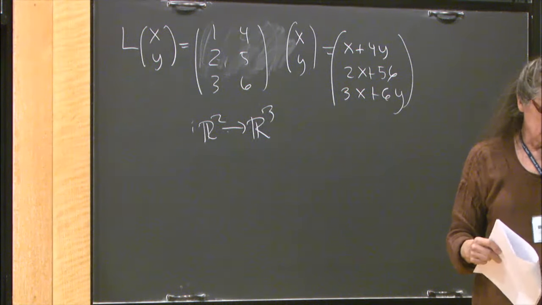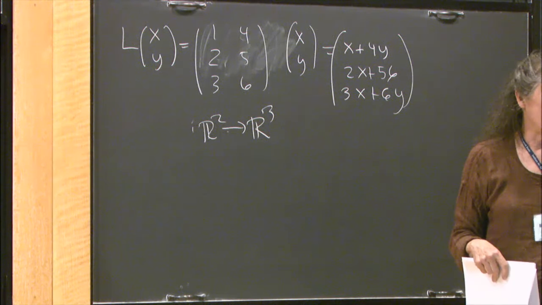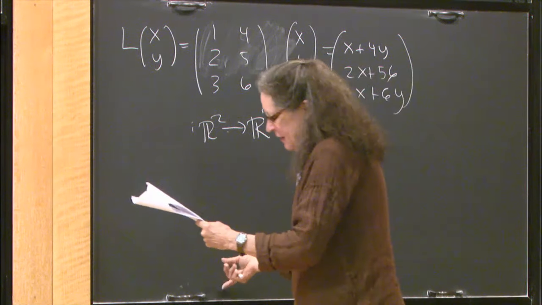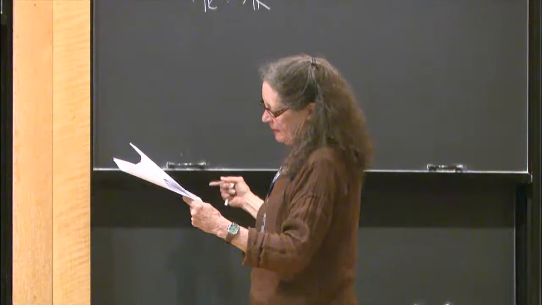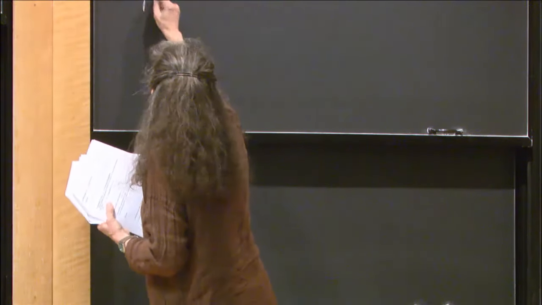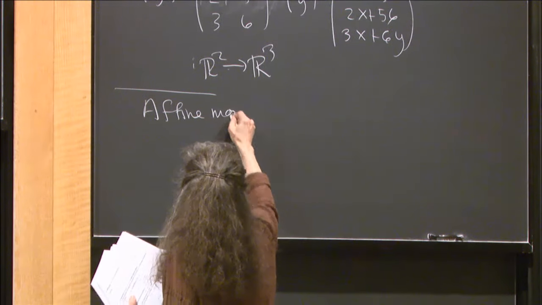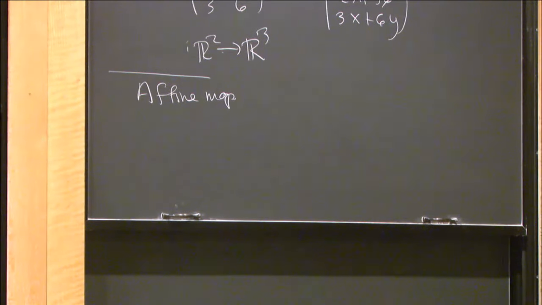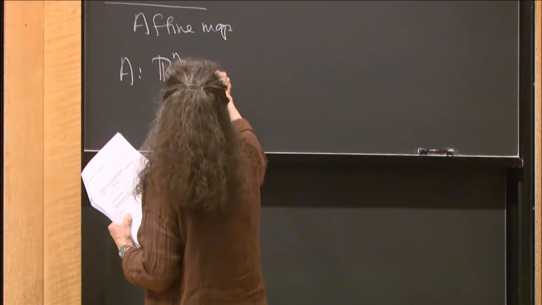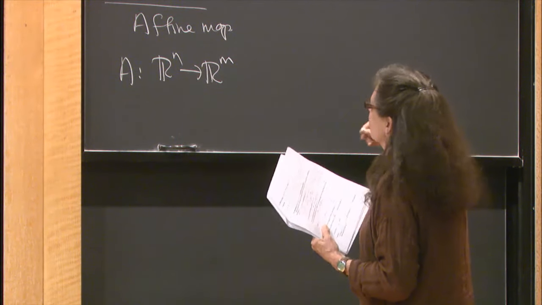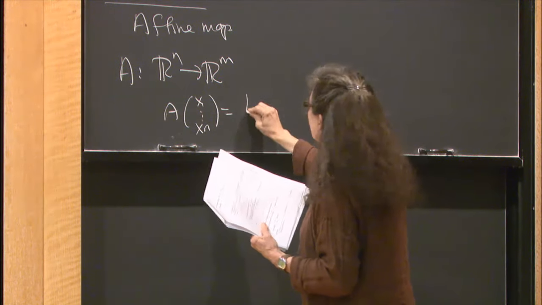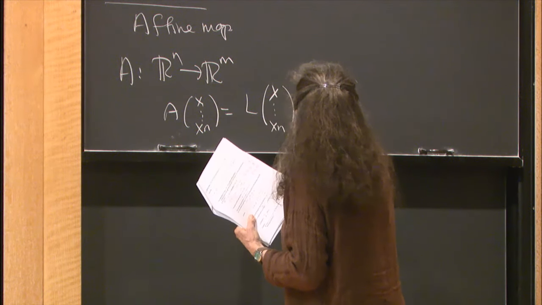I'm going to completely confuse the distinction between a linear map and the matrix that represents it. So it's a wording. Okay, I see that was wrong in my notes. So what's an affine map? An affine map is something you get by taking a linear map and adding a constant to it. So it's a map A from Rn to Rm, and it's a linear map plus a constant. So A of x1 through xn is equal to L of x1 through xn plus a constant term.